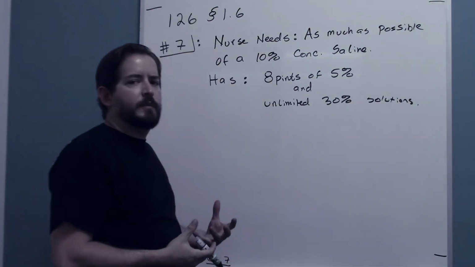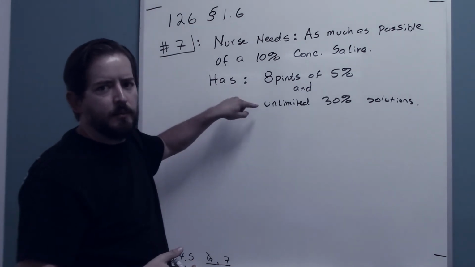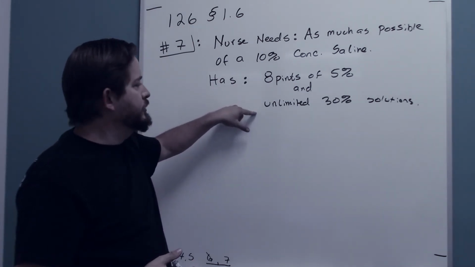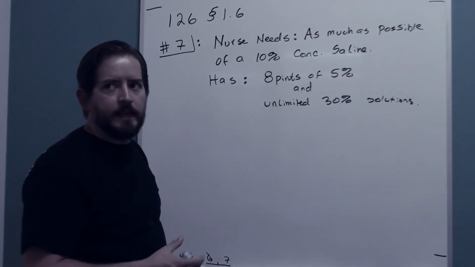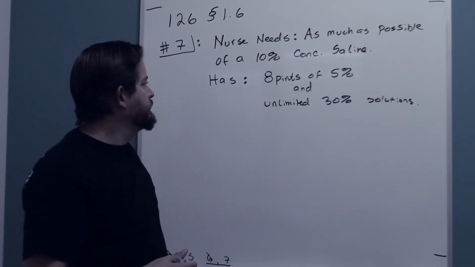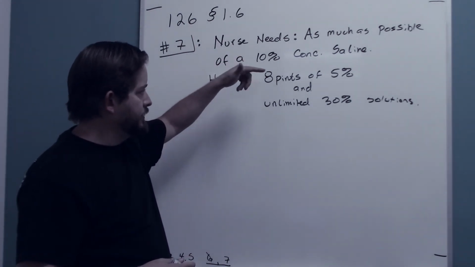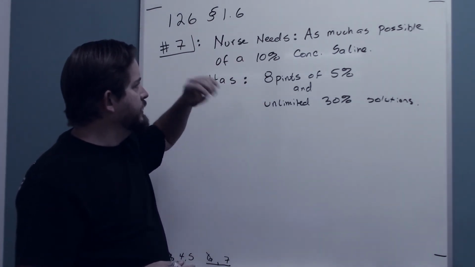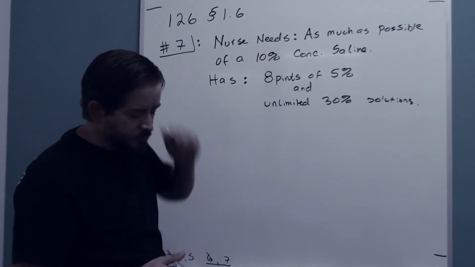So if she's making as much as she can, she's going to use every last bit of this 8 pints and then match up whatever is necessary from the unlimited stock to turn it into a 10%. And that's as much as she can get, right? So that's what she has up here: 8 pints of 5%, unlimited 30%, and she needs as much as she can get of a 10% solution, right?